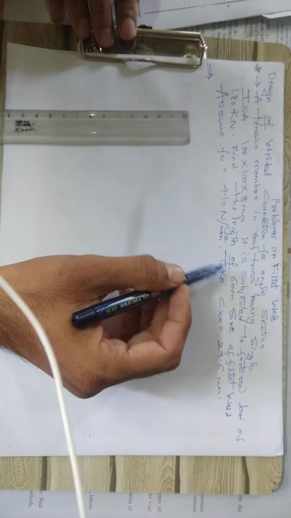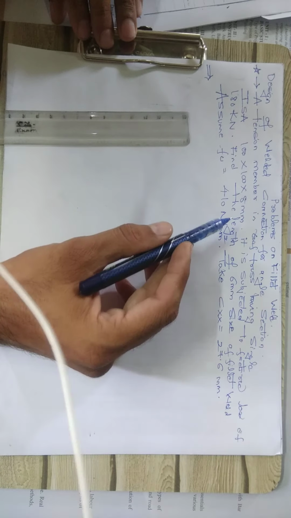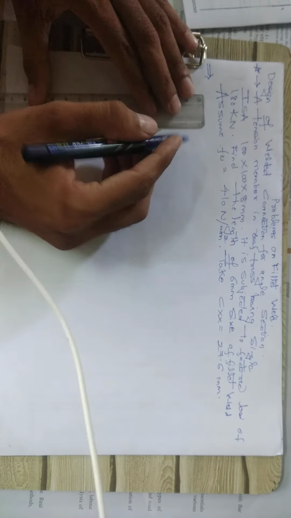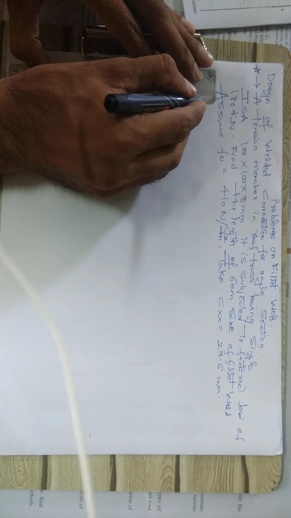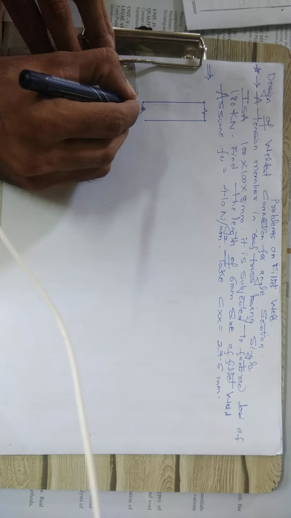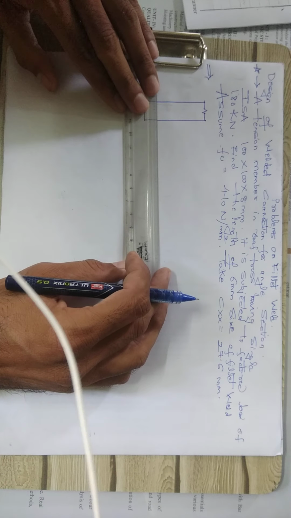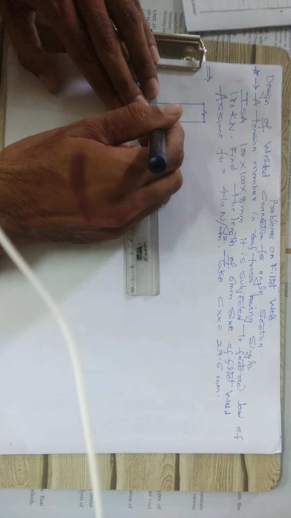First we will draw a simple figure in order to clear the concept of how this angle section has been connected with the gusset plate. This simple figure shows the connection with a gusset plate. So there is a member, I am drawing the member. This member has been connected with the help of welding to a gusset plate, and this is nothing but the angle section.